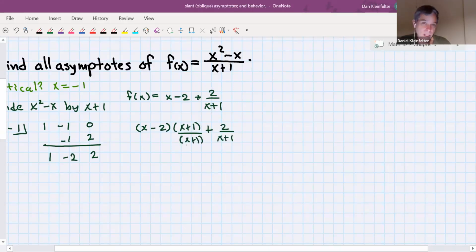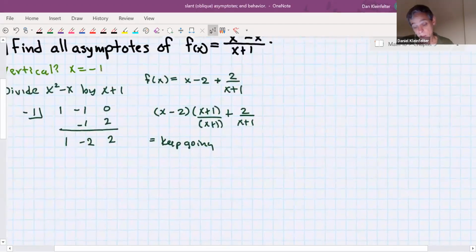Okay, and now that they have the same denominator, you can add. And when you do that, multiply out this product of binomials, add the 2, you're going to end up getting that original f of x that we have. Okay, so I'll leave it to you to keep going on that.